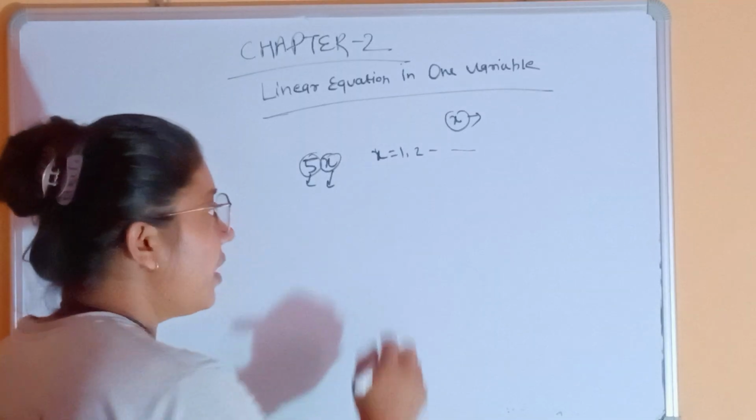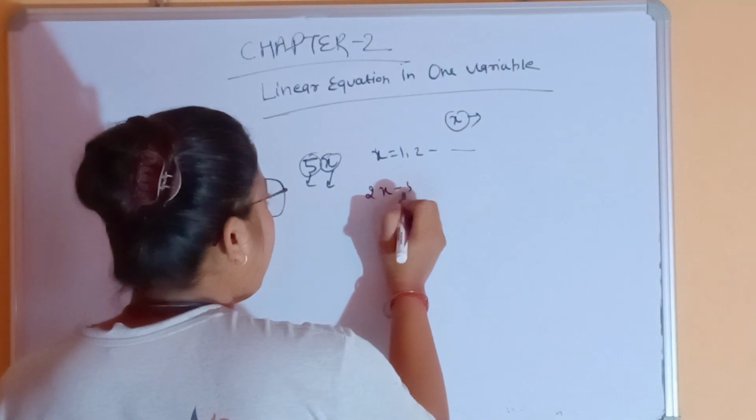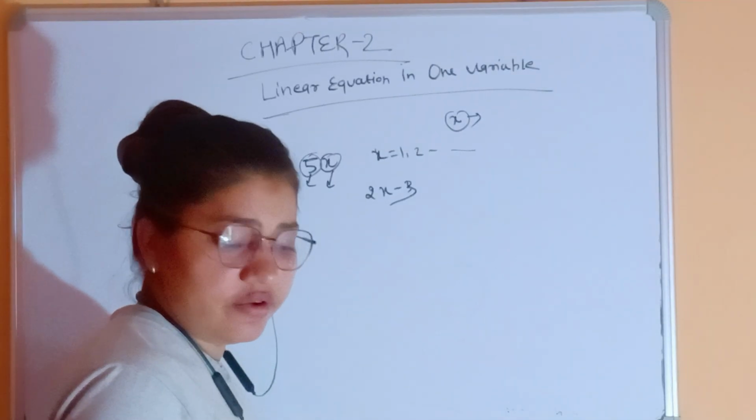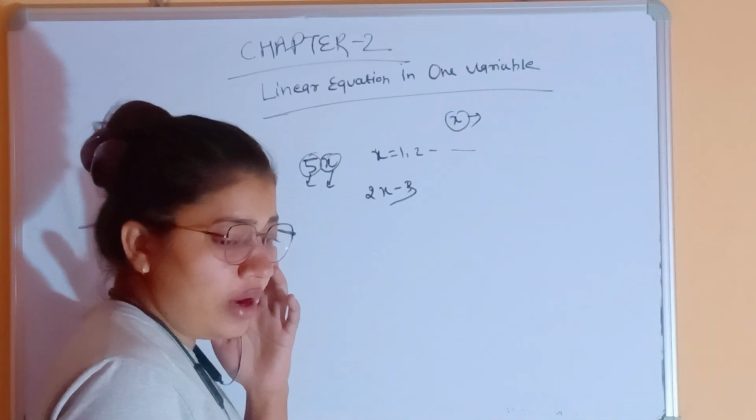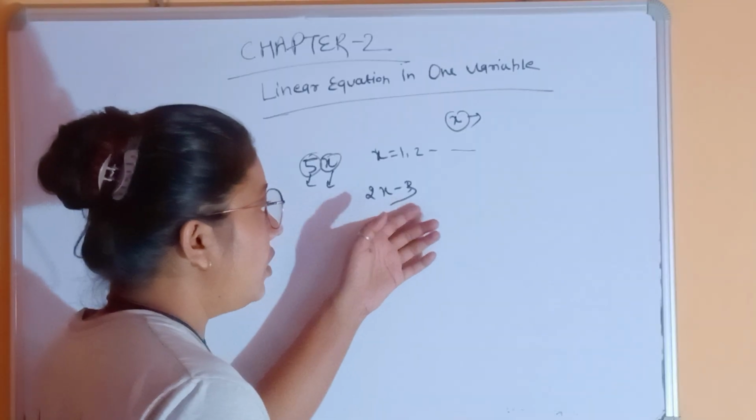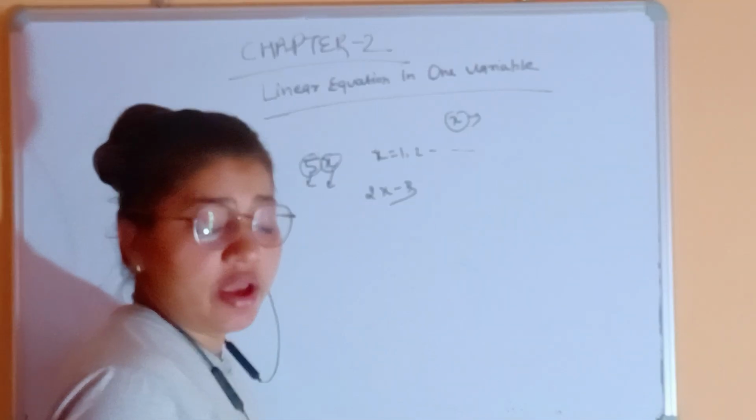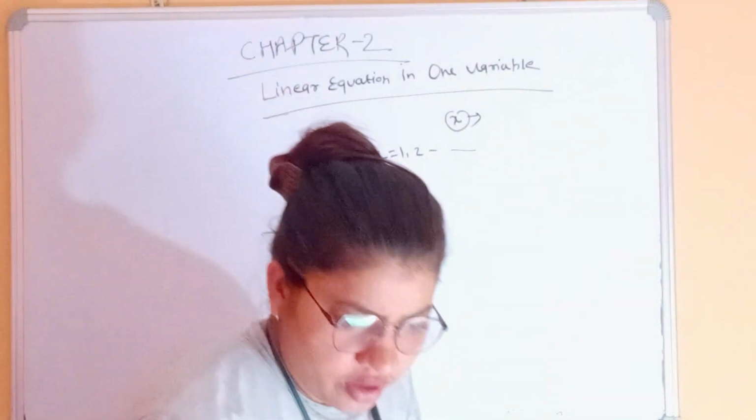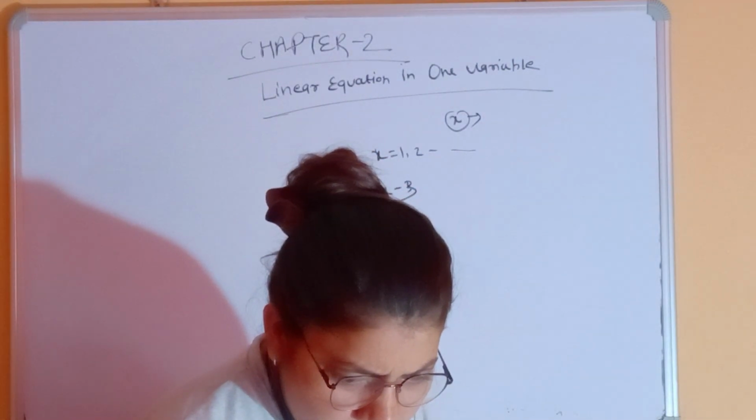Here, 2x minus 3. In this also the value of x changes, like x equals 1, 2, 3, 4, whichever I want, and I put in that value of x. 2 and 3 do not change. So x is called the variable, which means it changes in number. Okay.